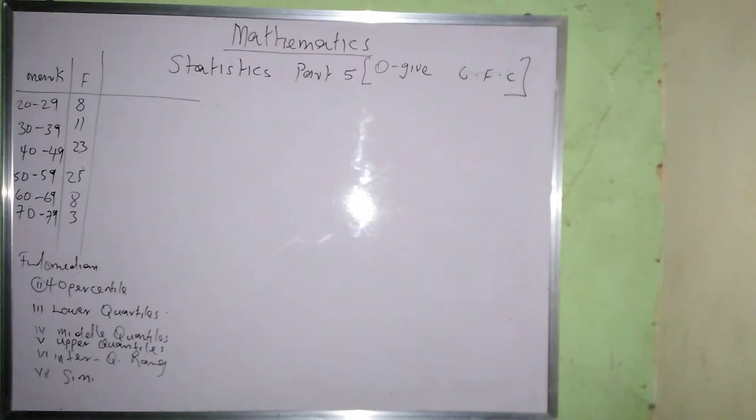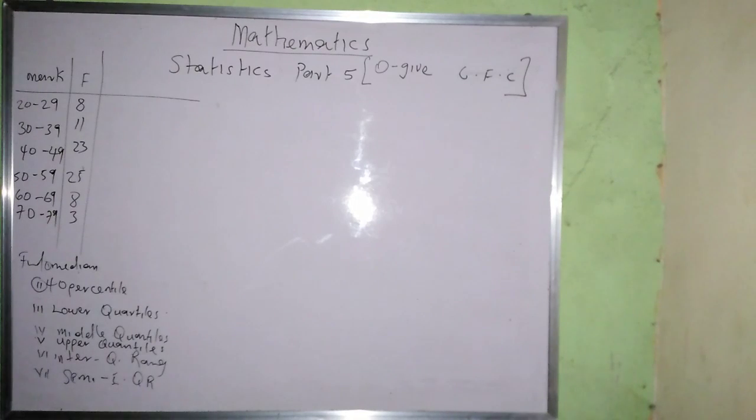Now, I want to use this to achieve all this. We have the semi interquartile range. That is what I want to achieve with this. I want to achieve all this here. Now, semi-interquartile range, interquartile range. I want to achieve this with my OGIF.